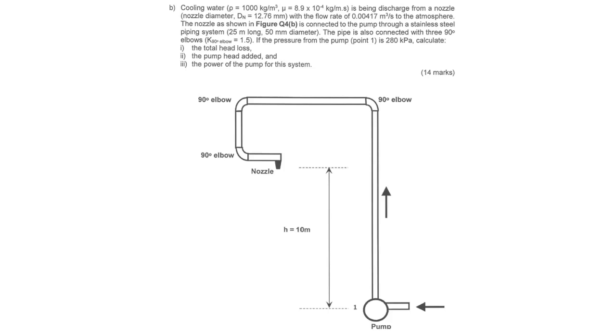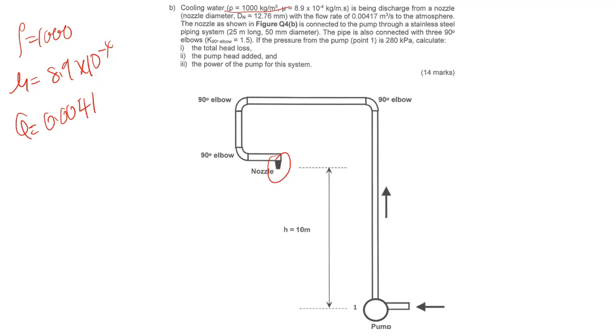Alright, and the last one here, we have cooling water, rho is 1000, and mu is 8.9 times 10 to the minus 4. It is being discharged from a nozzle to the atmosphere. The Q is 0.00417 meter cubic per second.